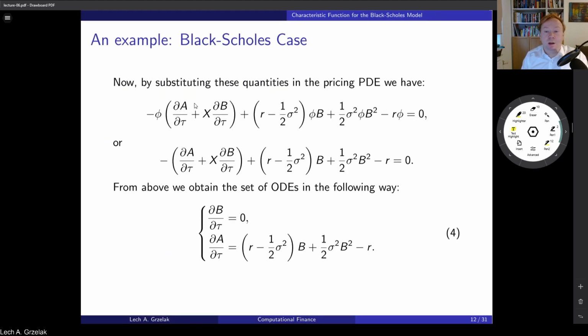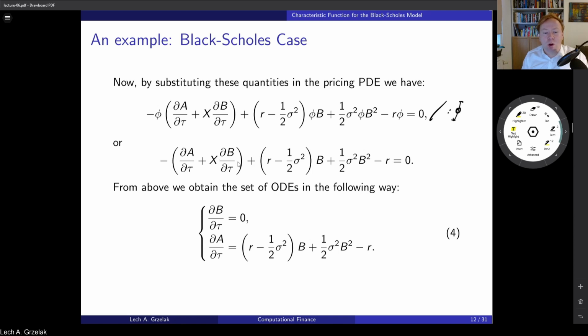Once we do that, after the substitution, we will end up with this expression. You see that every term in this expression has a phi in front, so we can essentially divide all sides by phi. And this will be the following step. So we have the following result. We have a minus derivative of a with respect to tau plus x derivative of b with respect to tau, and then we have some terms only in b, and then some constant.